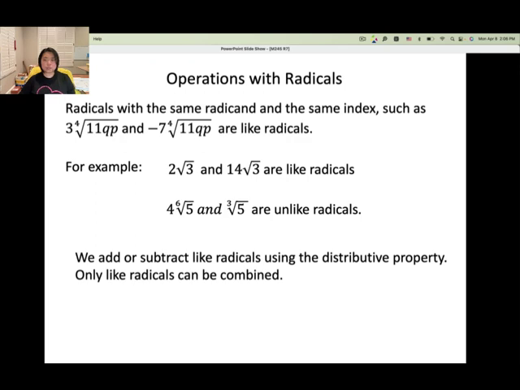We add or subtract radicals using the distributive property. Only like radicals can be combined.